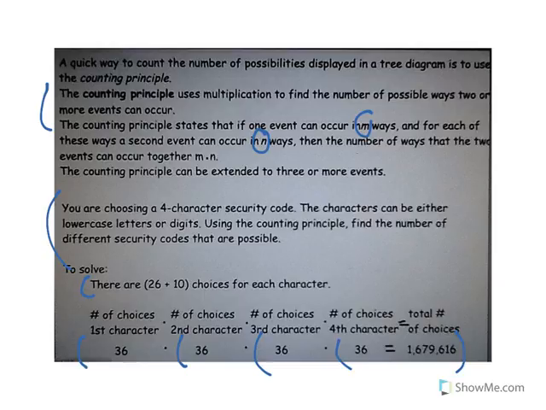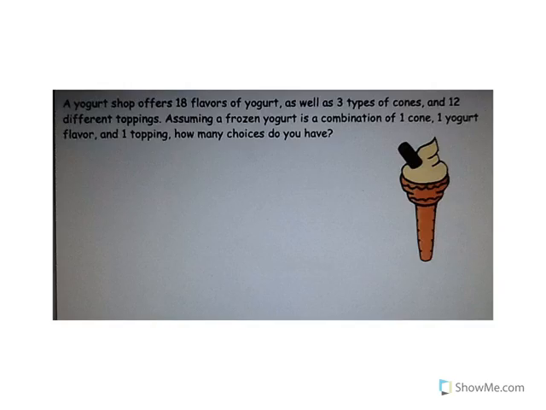So that is how it works, and it's just 36 times 36 times 36 times 36. It's going to lead you to 1,679,616, which is a lot of possibilities. And that's why it's hard to break security, and so you can do it very quickly.